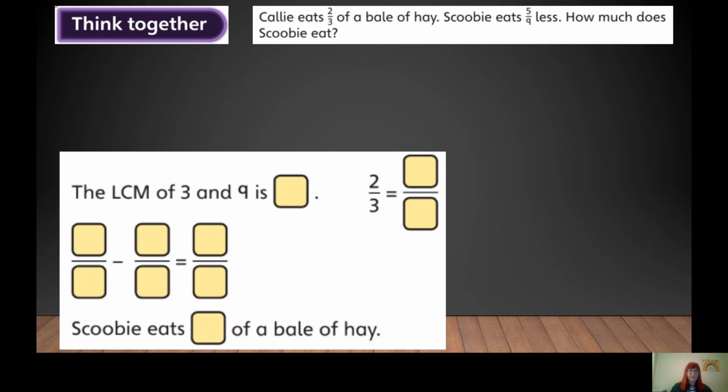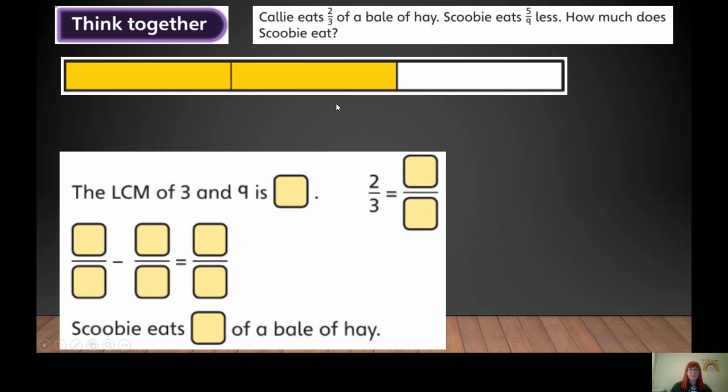Okay, so first thing we need to think about is the lowest common multiple of 3 and 9. Now, I know 2/3 and 5/9 are the fractions that we're dealing with. So I need to find a denominator that both of these fractions can share. And to do that, I've got 1/3 and 2/3 represented here on my bar diagram. Happy with that? And I know that 9 is a common multiple of 9 and 3.